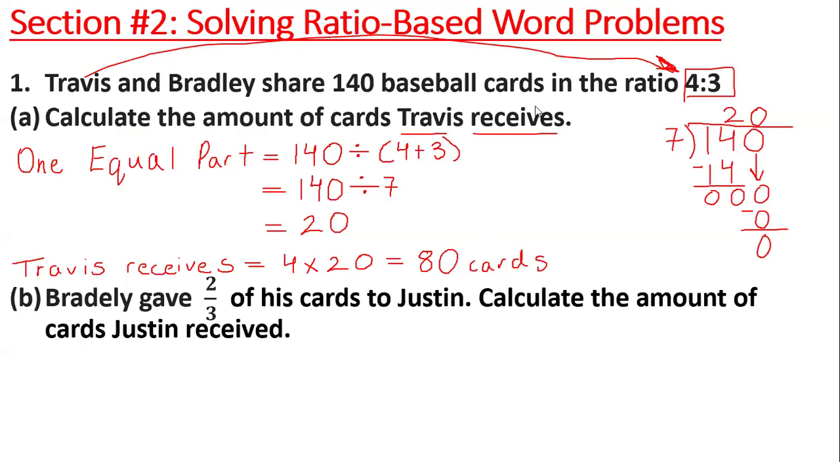All right, so how are we gonna do this? Anyone have an idea of how we're gonna do this? No, we first have to figure out how much Bradley received, right? If Travis received 80 cards, how much did Bradley receive? Just subtract 80 from 140. So Bradley is just gonna be what? 60.